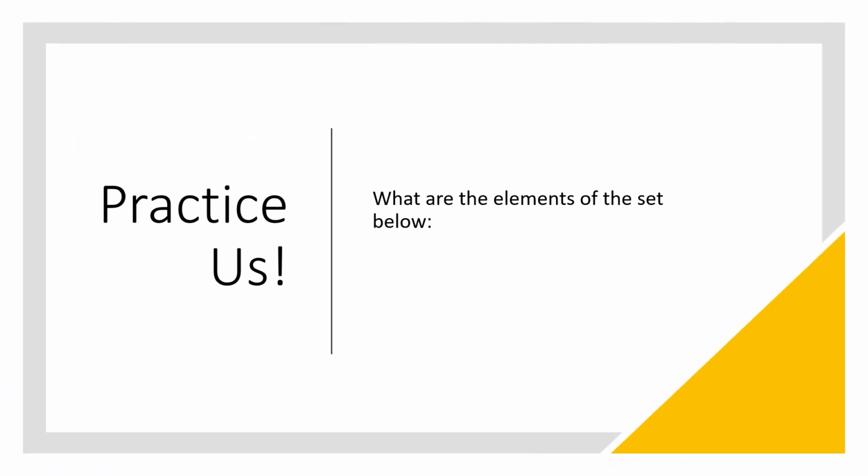Let's have some practice. What are the elements of the set below? As you can see, we have B, A, B, C, D, and E. So the elements are A, B, C, D, and E.